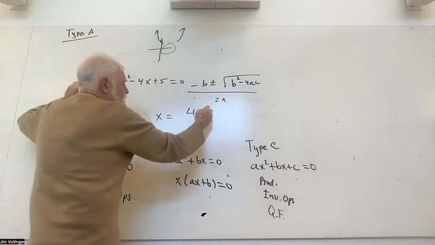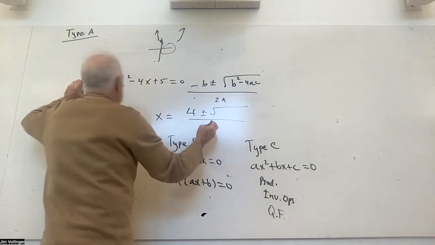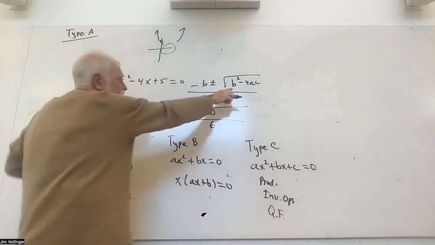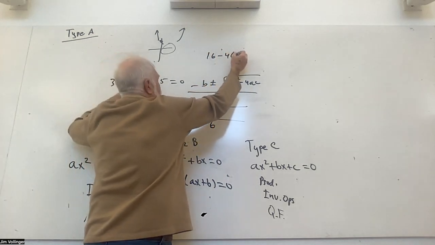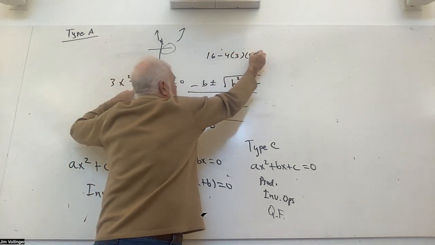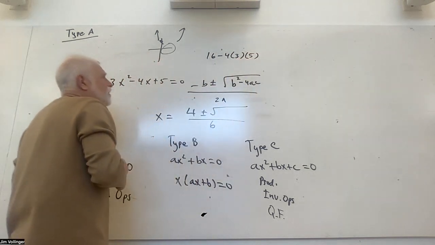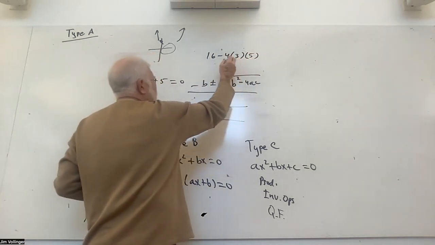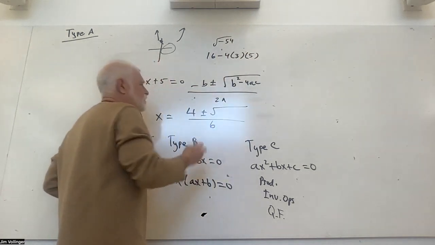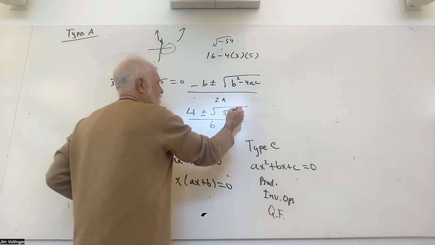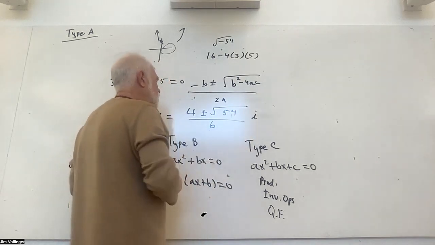Minus b, 4 plus or minus the square root over 2a, which is 6. So all we've got to get is b squared minus 4ac. So there's your 16 minus 4 times 3 times 5. I like to write those parentheses in so that you've got 16, 12 times 5 is 60, 16 minus 60. So I think we have minus 54 in here. Okay, so the square root of 54i is what goes there.